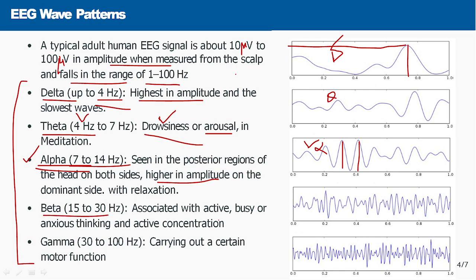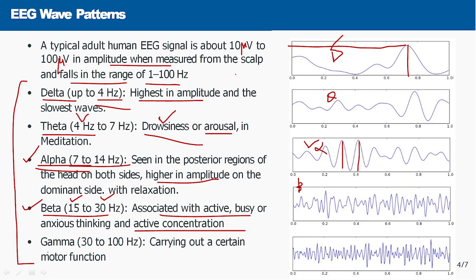Now next is your beta waves. These beta waves have a higher frequency, that is 15 to 30 hertz. They are associated with active, busy and anxious thinking and active concentration. It means if you are focusing and your brain is active, then these beta waves are generated.